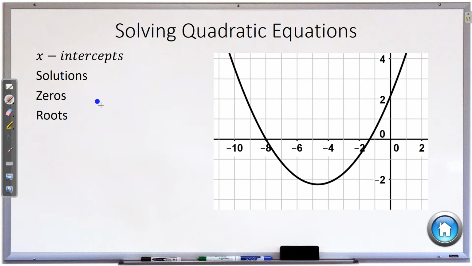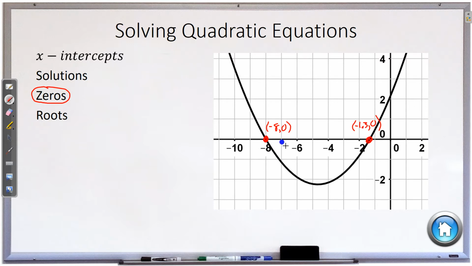Now, why do they have those names? Well, think about this point right here. That is the point -8, 0. And this point over here, that's roughly -1.3, 0 as well. As you can see, the one thing they have in common is the y value is 0, which is why they are called zeros. They're called solutions because they are going to be the answer to equations that we solve.